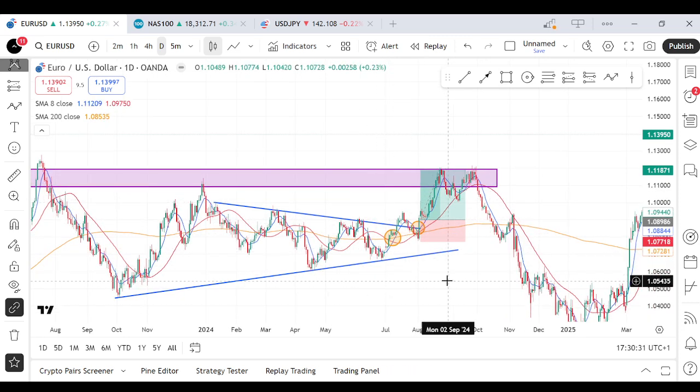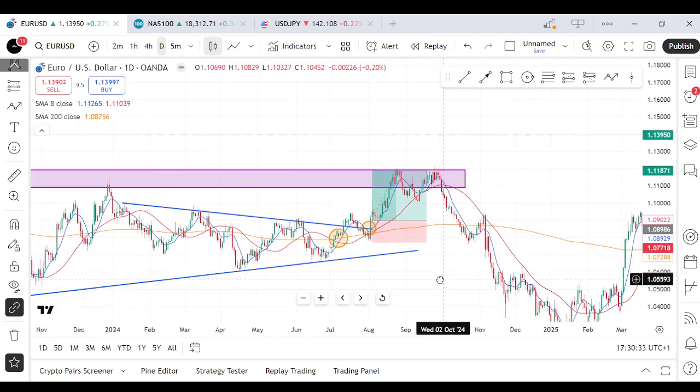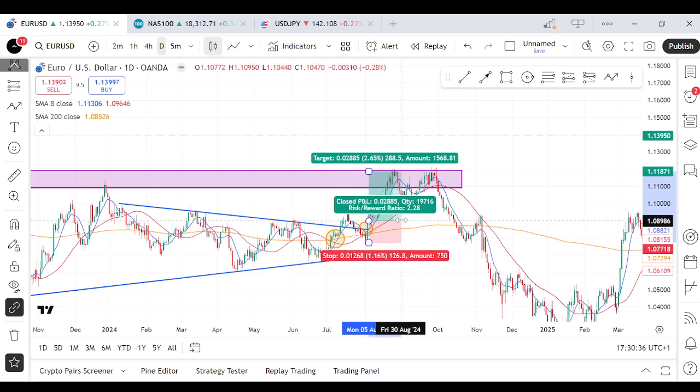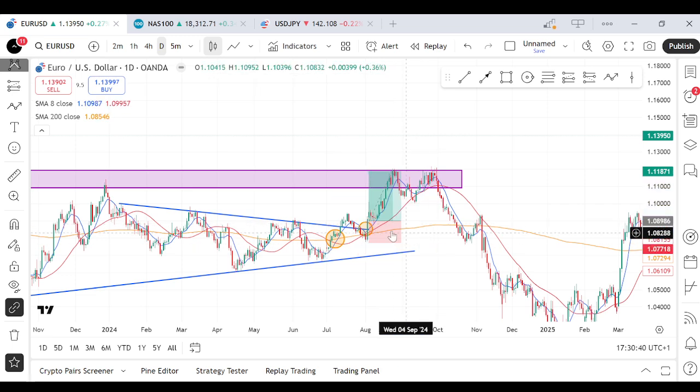And this lasted for about 2 months actually, or it lasted for just 1 month. For the whole of August we were on this buy trade.